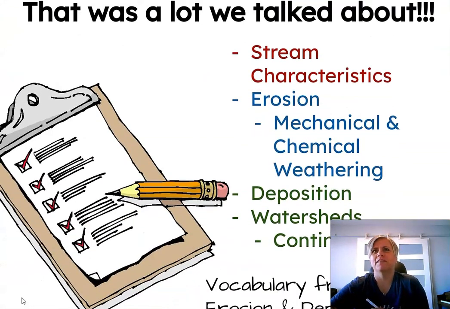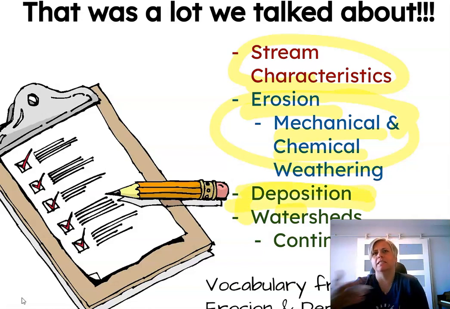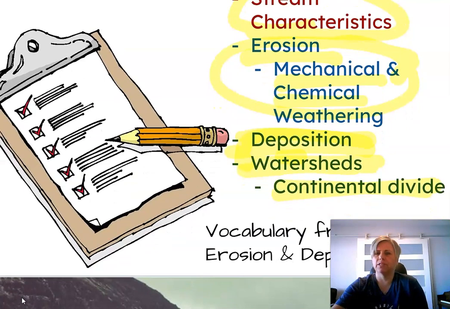Huge, huge lesson. We talked about a lot of things. We talked about stream characteristics, all the little bits that you know about a river: where it comes from, how fast it's flowing, what it's carrying, where it's going to go, what feeds it. Erosion and mechanical weathering, chemical weathering. So basically the picking up, breaking down, and carrying of sediment. And then we looked at deposition, the laying down of the sediment, maybe at the mouth of a river or wherever water is traveling very slowly. Then we looked at watersheds, the area of land that all drains into the same shared body of water. And the continental divide is the highest land point that determines where the watersheds separate. Lots of things. Major vocab from today just included erosion and deposition.